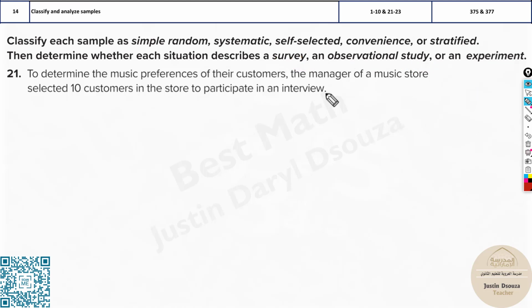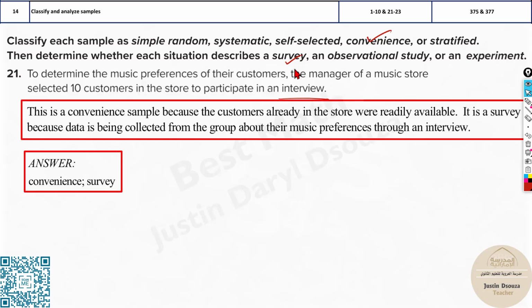Now, looking at this particular question, it's an interview, so obviously it's a survey. Very straightforward. But who is being selected? If you read carefully, the manager of a music store selected 10 customers in the store. So the customers in the store are being selected, not any customer coming throughout the day, not like the 10th customer or random customers, whoever is present at that particular time. So it is convenience, because they're doing it right then and there at their convenience rather than waiting for the entire day. So 10 customers in that store at that particular time. So it's convenience and it's a survey. That'd be the answer.